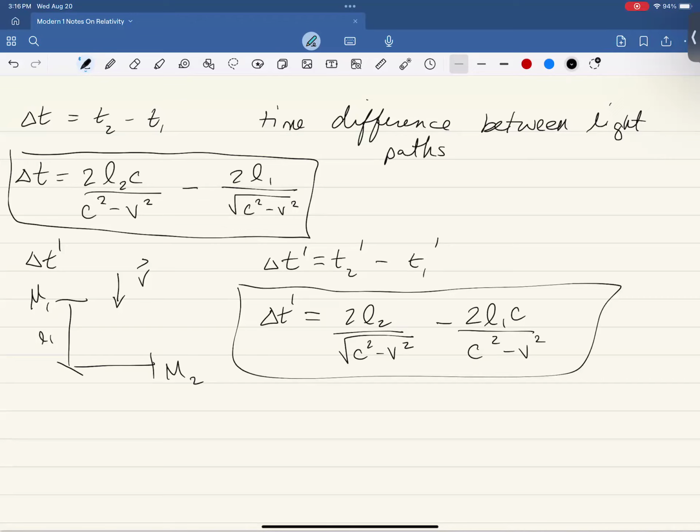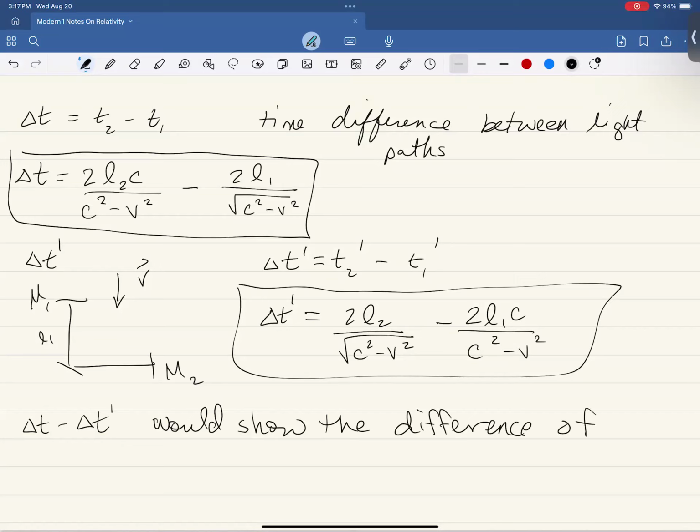So what they were doing is they were looking for the difference between the two different paths. If you want to see if two time differences are the same, then you should just subtract them again. So here we have delta T minus delta T prime, which would show the differences of the ether drag being in different directions. If there is an ether, then it shouldn't be the same. But if there's not an ether, then it really should be the same, and we'll show that.